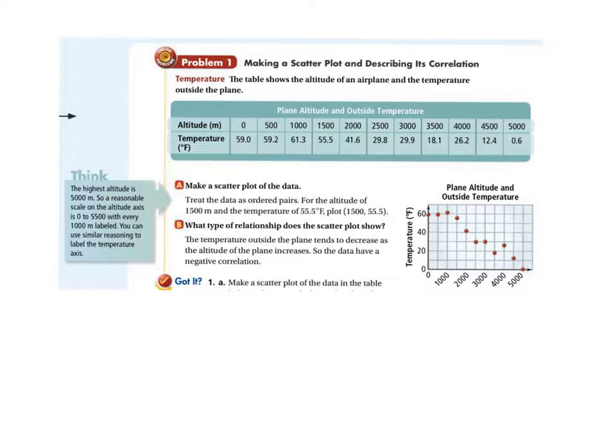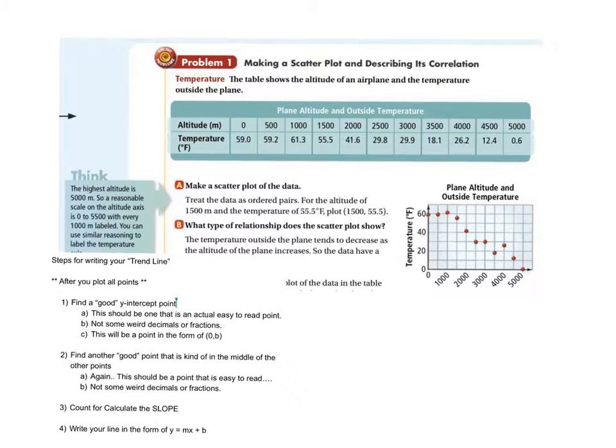Alrighty, so making a scatter plot and describing its correlation. So first thing we do is we plot points. So again, make a scatter plot on that. So I gave you my steps. Let's bring those back up to you. So here you go. Again, notice mine here. After you plot all points, so plot the points first. So make a scatter plot.